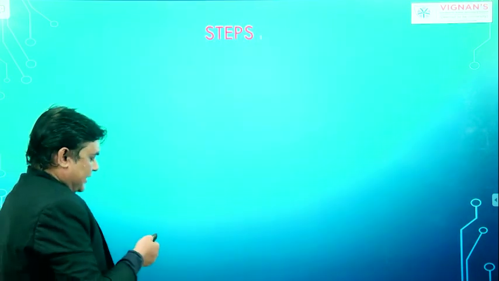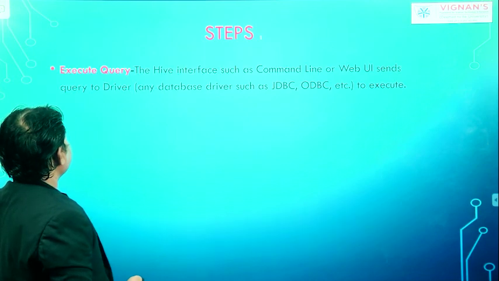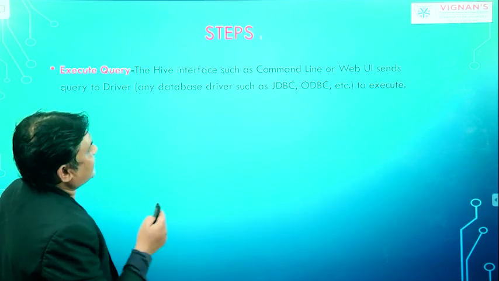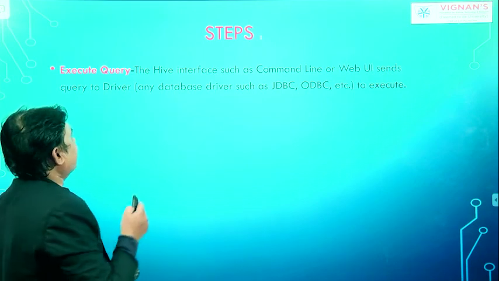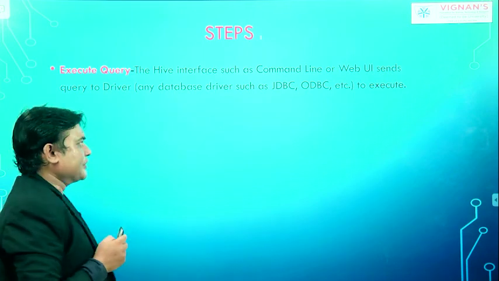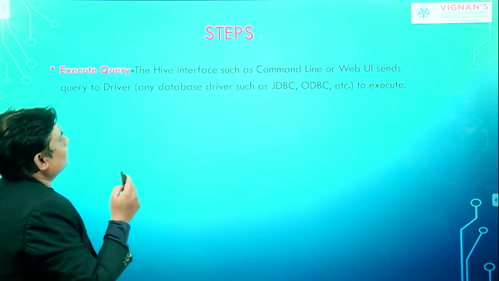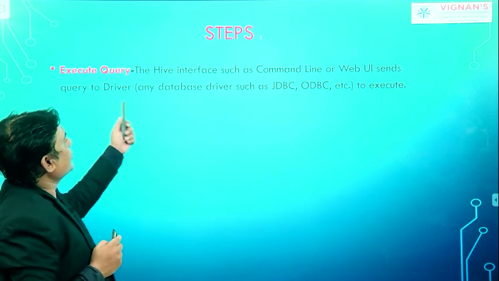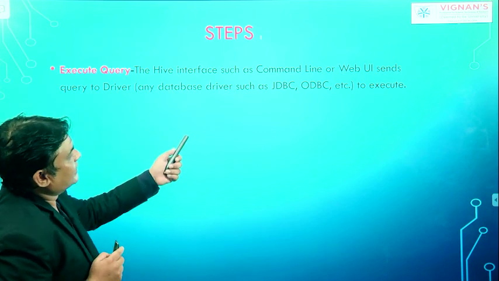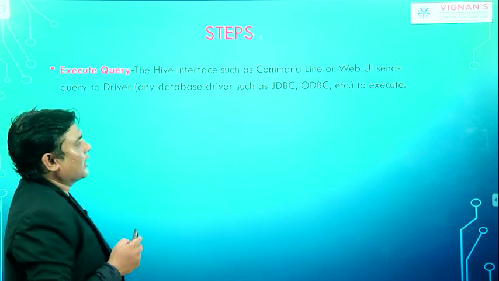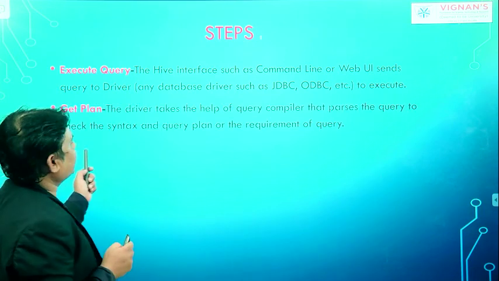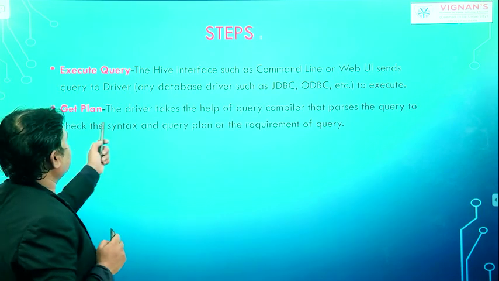Now the same things I have just given as steps here. Just see, first execute query. The Hive interface, such as the command line interface, as I told, you can have, or you can interact with the Hive services, and you have a driver, which may be any database driver such as JDBC and ODBC. So you have to execute the queries, right? Then you get the plan. It means your query should be given to the driver.